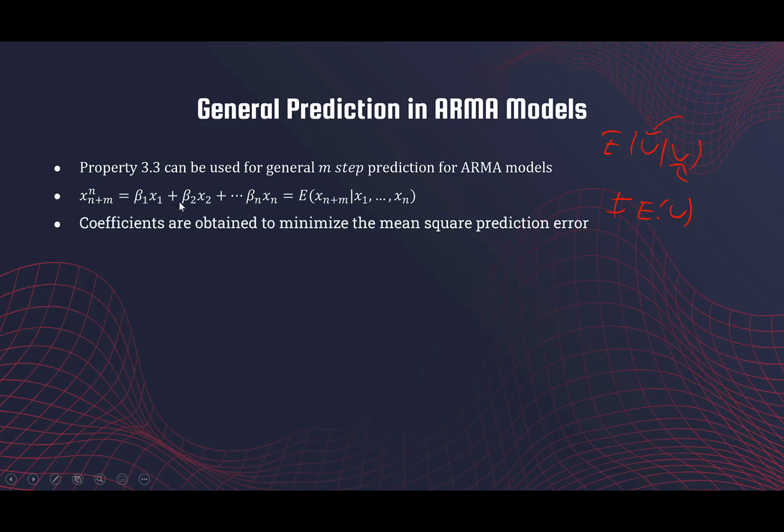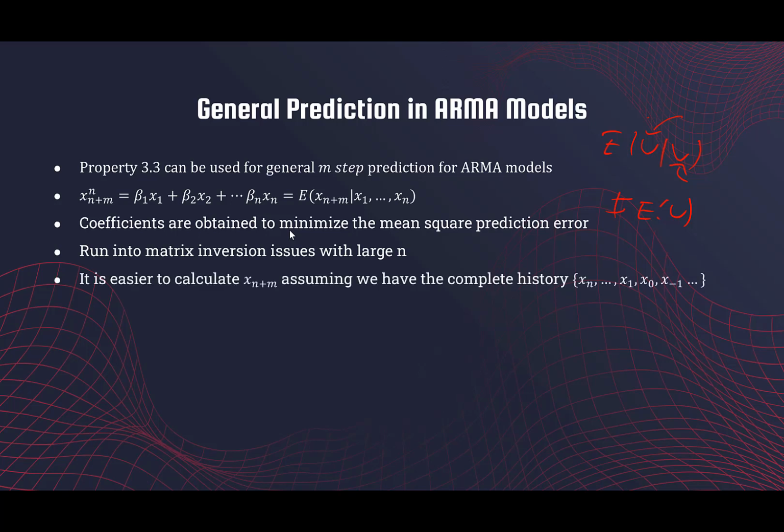So we obtain the coefficients to minimize the prediction error. We'll run into matrix inversion issues. For one step ahead, we can bypass this inversion issue using the Durbin-Levinson algorithm. For an n plus m step, we cannot use the Durbin-Levinson, but we are going to look at a different way of obtaining predictions, if you want to predict what's happening m steps later, and which will also avoid this matrix inversion problem. Okay, but for this we are going to assume that we have this complete history.